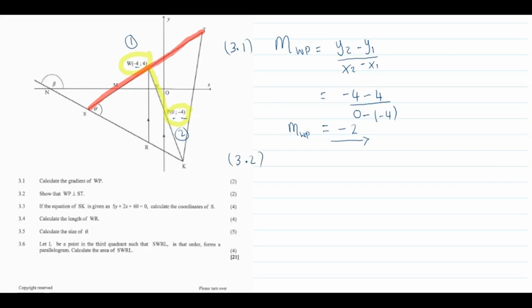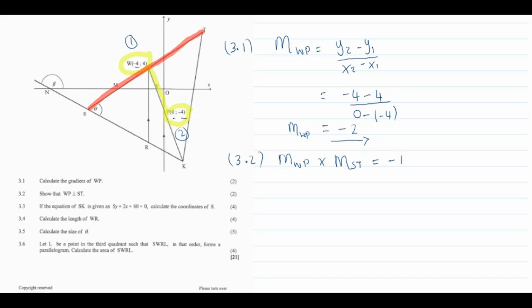We can prove that two lines are perpendicular to each other if we can prove that the product of the gradients is equal to negative 1. So we need to show that the gradient of WP multiplied by the gradient of ST is equal to negative 1. And if we can show this, then we have proven that these two lines are perpendicular to each other. We've already got the gradient of WP, which is negative 2.